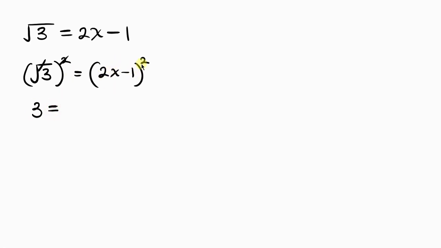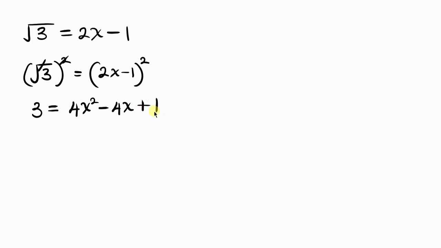Now on the right-hand side, we're going to be expanding this. So this is 2x, and when we raise this to the power of 2, I'll be having 4x squared. Now, 2 times 2x times negative 1, I'm going to be having minus 4x. And then negative 1 squared is plus 1.